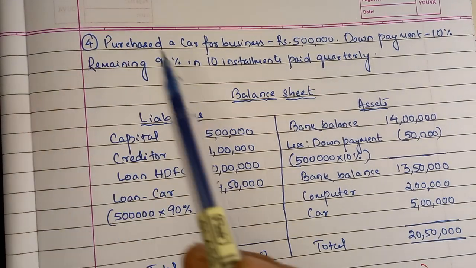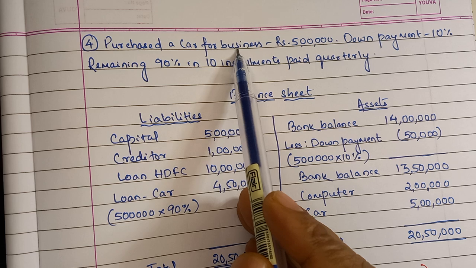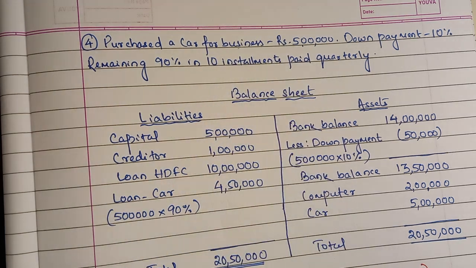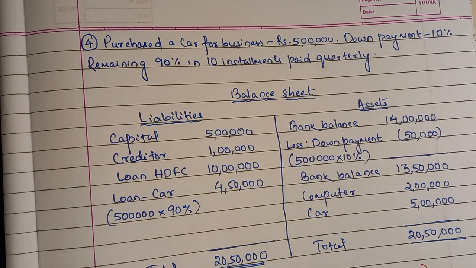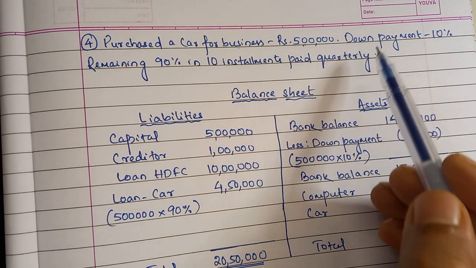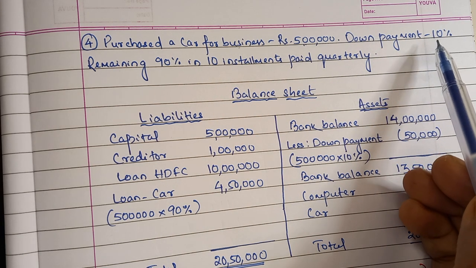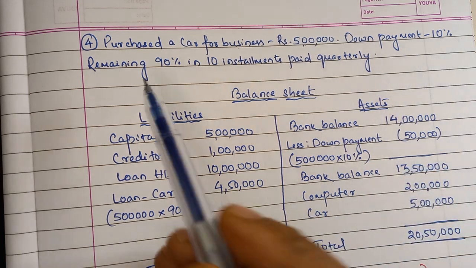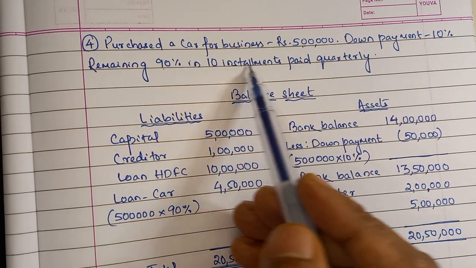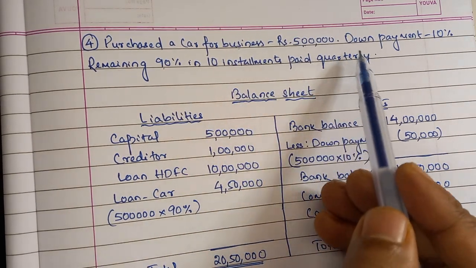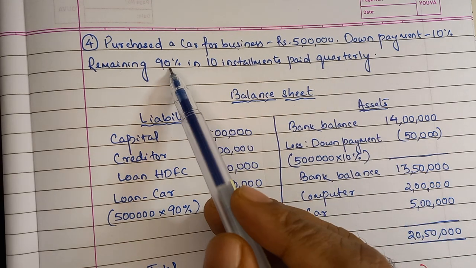Transaction number 4: purchased a car for business, rupees 5 lakh. So the business is buying a car for rupees 5 lakh. Down payment 10%. What is down payment? That means you are paying upfront to the supplier 10%, and the remaining 90% in 10 installments paid quarterly. That means every quarter you will pay an installment for the remaining 90%.